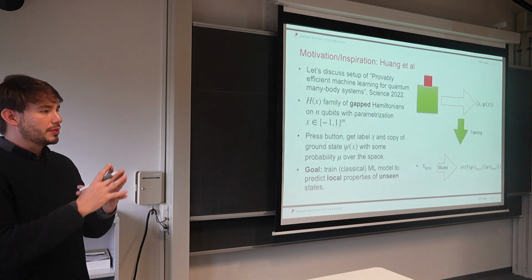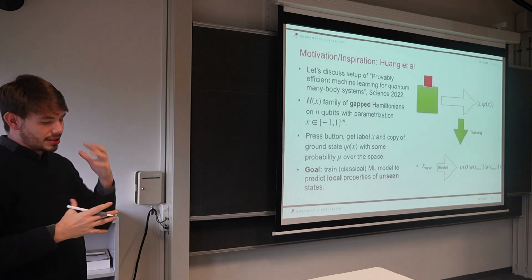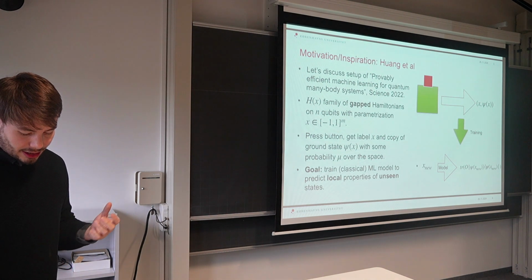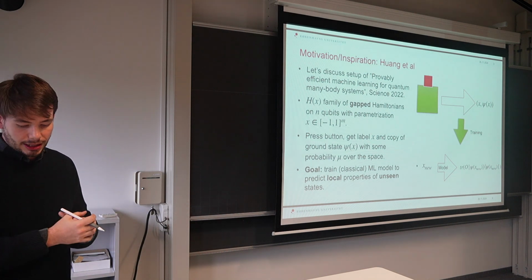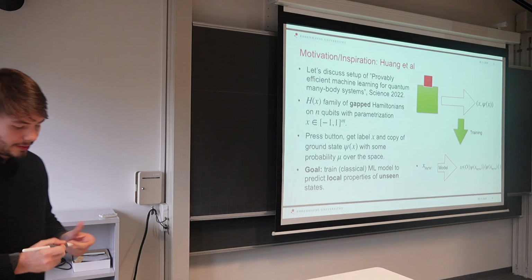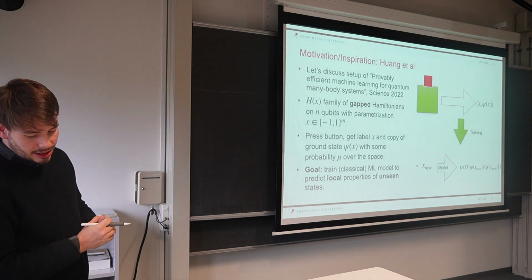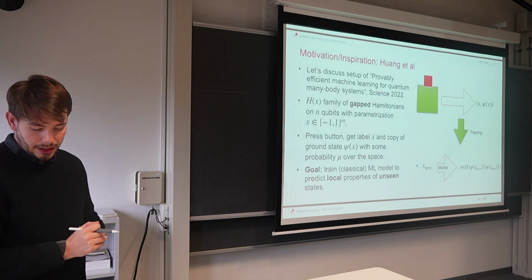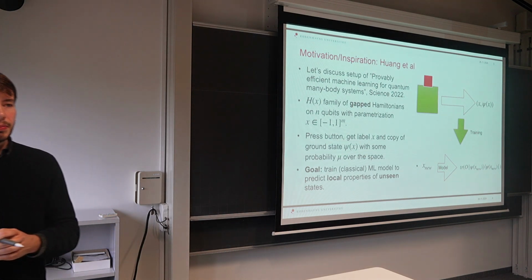Okay, so this is the setup. And it's a setup that mixes a bit of machine learning, right? Because this sort of thing where you press a button and you get a label and you want to train a model is very machine learning-like, right? But it also has some many-body physics aspect to it because we want to infer properties of ground states of gapped Hamiltonians. So this is the setup of this paper by Wang and others, and we're going to build upon that. So, any questions so far on this setup?